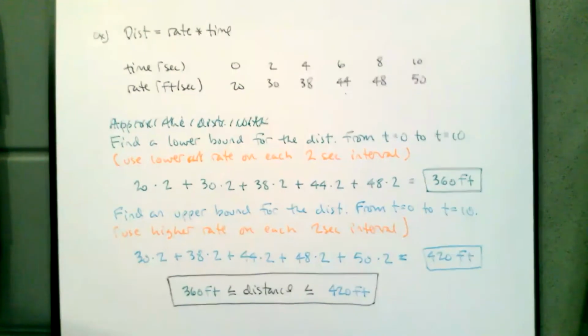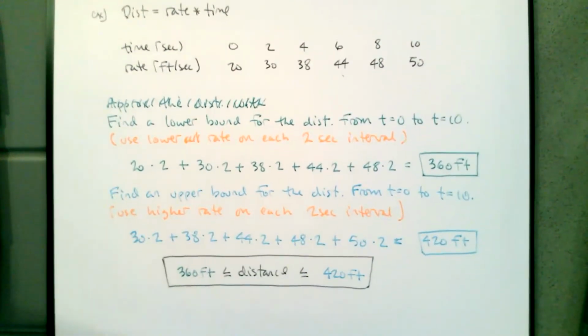If we wanted to improve this approximation, we would have to know the rate more often. We would have to know the rate at smaller intervals. So notice that the difference between the two is 420 minus 360. So that's a difference of 60 feet. So we're plus or minus 60 feet here. And that's not very good when we're talking about 420 feet.